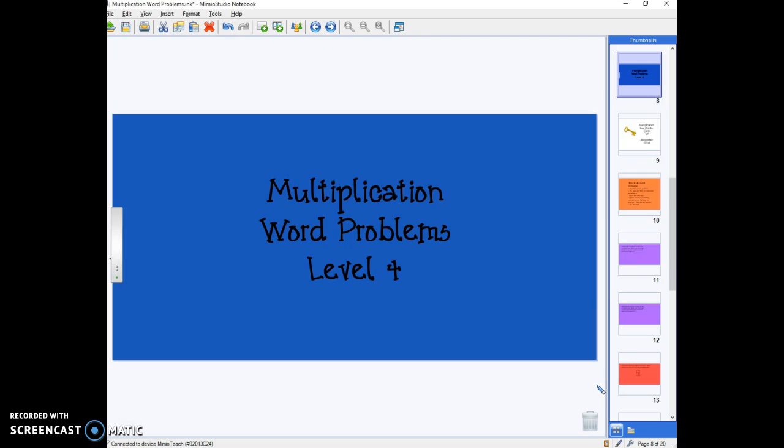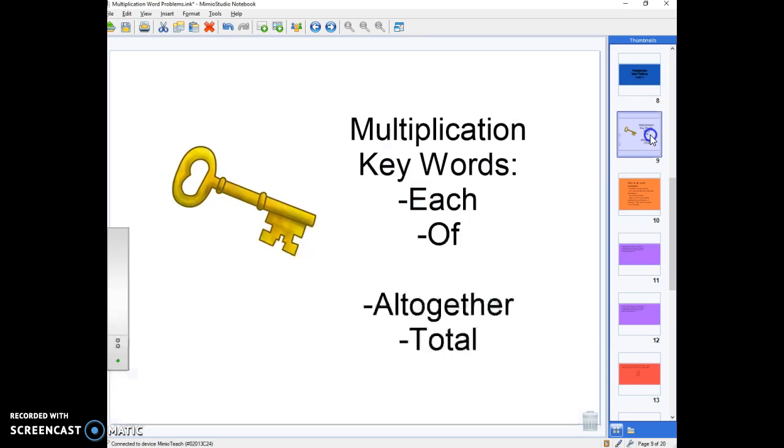You're doing great. So let's review a couple of things. Our key words for multiplication are each and of. We also see those words all together in total. But if we see these words each and of, we know we need to multiply. Even though these are addition keywords down here, always multiply each and of. Write down that multiplication sign right when you see those.